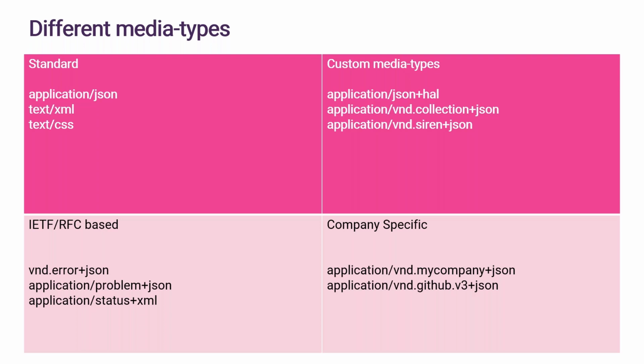Custom media types are the ones that are pretty new, but started to be standardized: JSON+HAL, vnd.collection+json, siren+json, IETF, RPC-based ones. Problem JSON is one example. And company-specific ones are those that you create for your specific business and usually start with vnd.mycompany, or when you have to serve different representations to different customers. You do not want to have different versions of the application, but you need to be able to serve the right response to the right customer, even if they have specific and different representations.